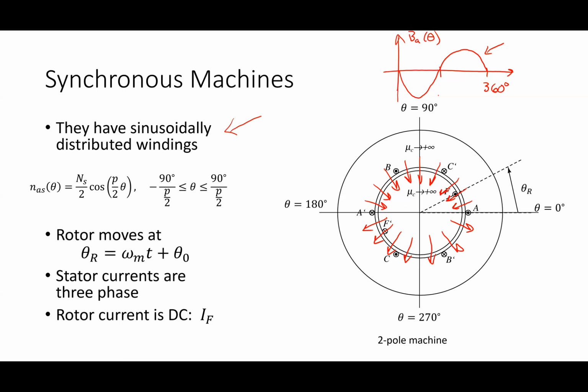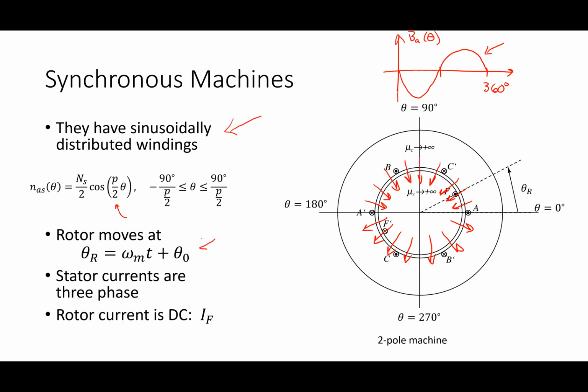Now, I added something in here, which I'm going to come back to in a second. If they were sinusoidally distributed, then I use this cosine distribution. This guy would be maximum at theta equals 0, and then it would go down from there. But I added this P over 2, because I tried to generalize this to a machine that has P poles. We're going to get into that in a second, but let's go over our basics.